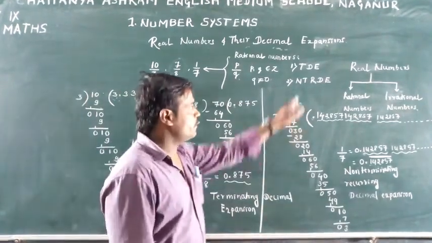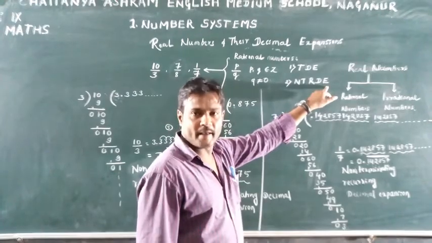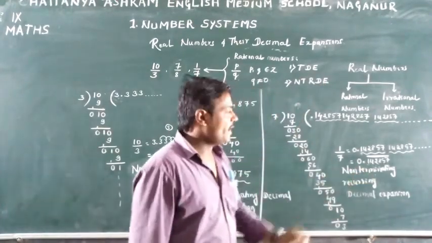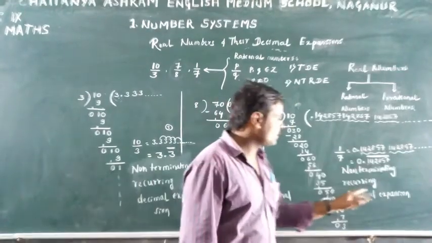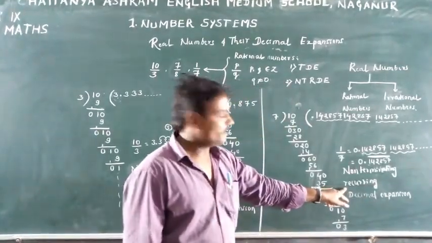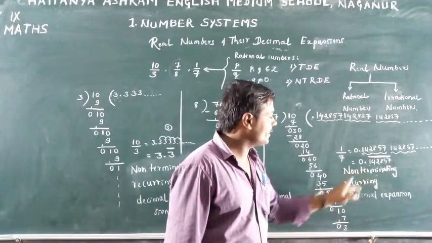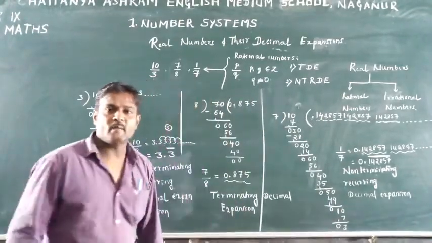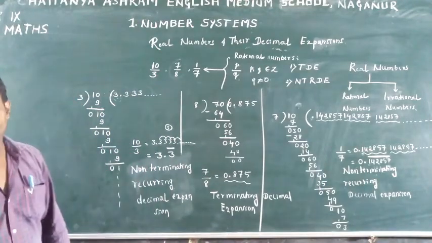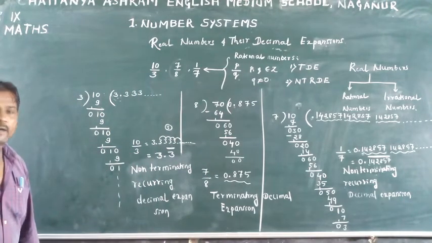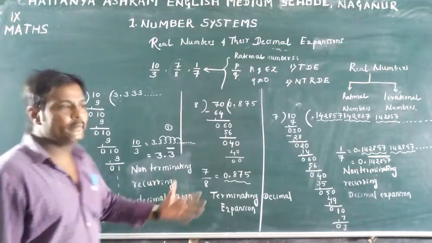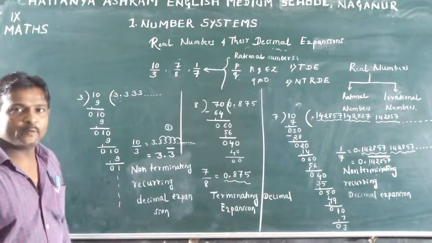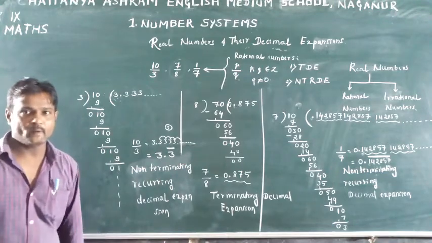Or non-terminating recurring decimal expansion. The division process is not completed, so non-terminating, and the digits start repeating, so here we use the word recurring: non-terminating recurring decimal expansion. So a rational number has 2 kinds of decimal expansion. Okay, dear children, pause the video. Write the notes. I will give you 2 to 3 minutes.